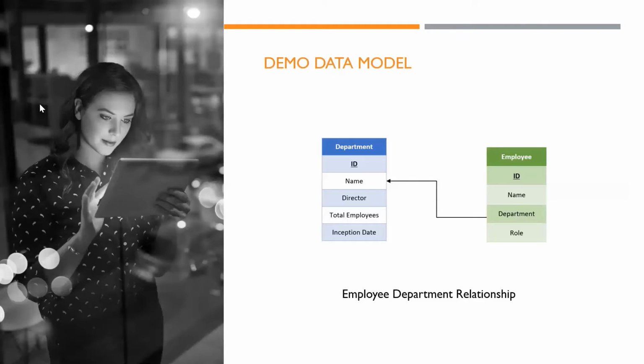For the purpose of the demo and to keep it really simple, I've chosen just a couple of entities. The first entity corresponds to the departments of an enterprise and has properties like name, director of the department, total number of employees, and the date of inception. The second entity corresponds to employees of the enterprise and has just three fields: name of the employee, role, and department, which makes reference to the name field of the department entity and hence establishes a relationship. Let's deep dive into the demo right away.